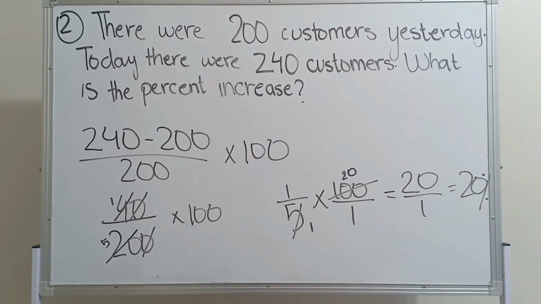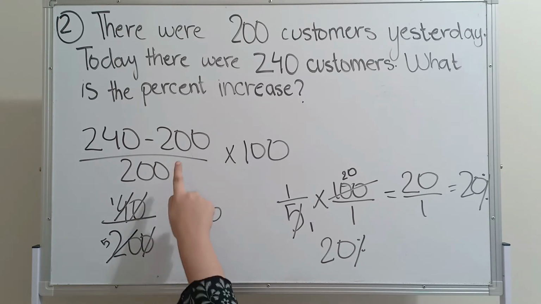So our answer for the second question is 20%. This is the percent increase. So 40 is 20% of 200. So that's why we have the percent increase 20%, because they ask what is the percent increase. That's why we subtract here first.